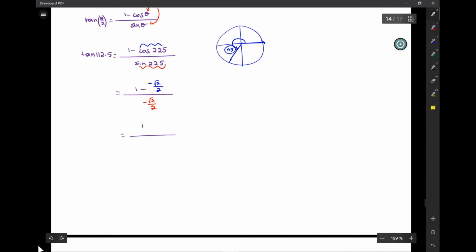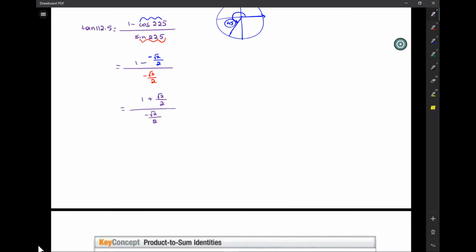So what we're going to do now is 1 plus root 2 over 2 over negative root 2 over 2. So now, what are we going to do here? You can't cancel, so multiply by the reciprocal, negative 2 over root 2, on the top and the bottom. Can we do a common denominator there? Yeah, let's do that.